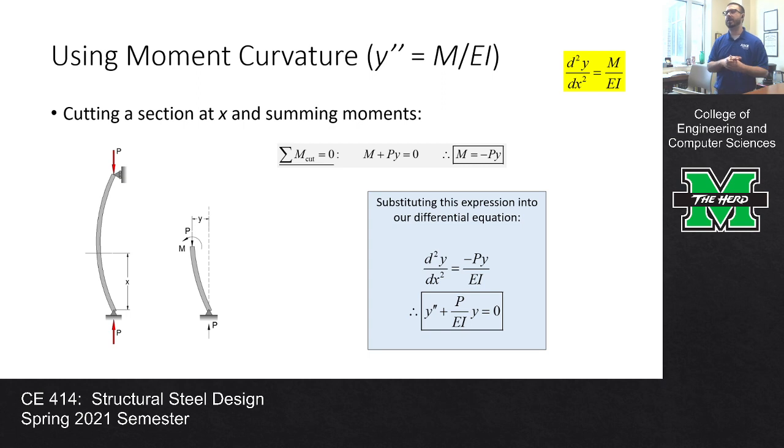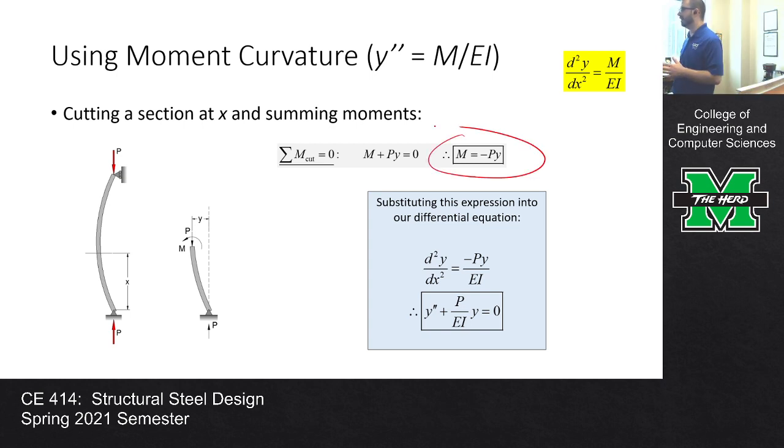Okay, so if you sum moments about where you cut the section, you're going to get the internal moment in the section, and you're also going to get the moment that's generated from the load, because where the column is being deflected, there is a load acting at an eccentricity. It's some distance away from your section cut, and that distance is the deflected shape, so we're calling that y. So you can relate the moment in the column to that load and its deflected shape, and that's what you see in this expression here.